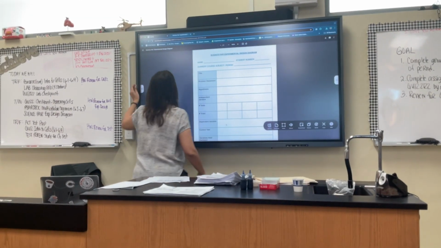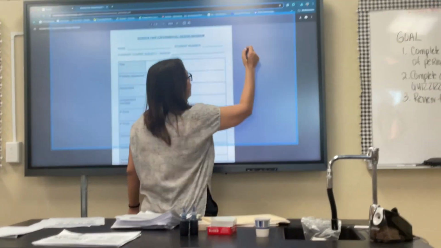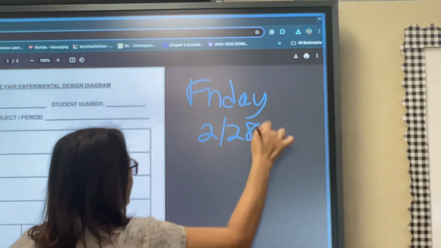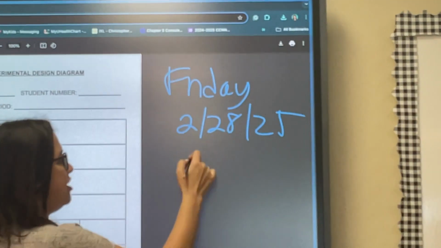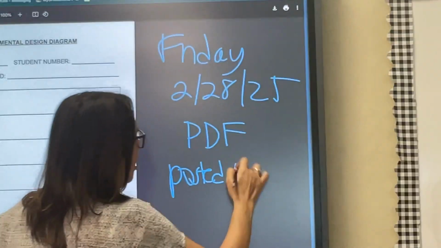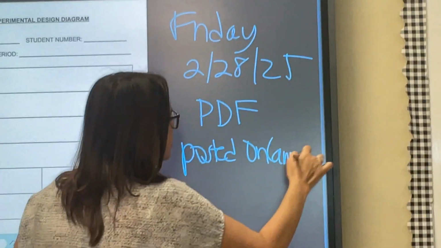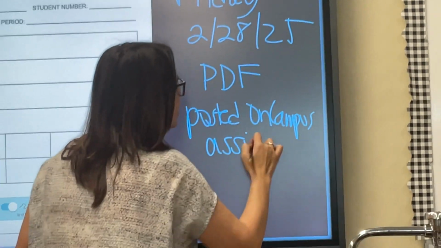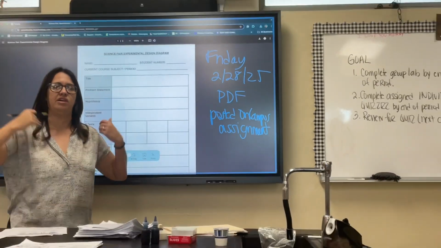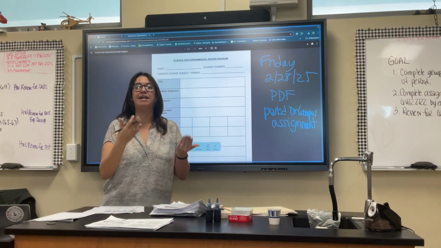Okay? So, the deadline for this is going to be on Friday, 2/28/25. And you need to submit it as a PDF on the posted on campus assignment. So you have a little over a week, but quite honestly, you can probably complete the majority of it today, okay? And I'm going to guide you through it.